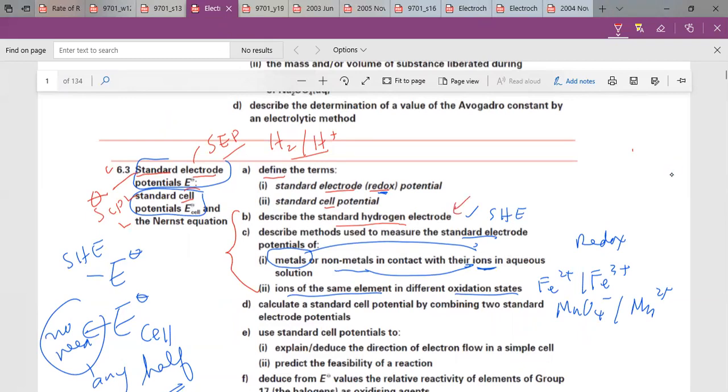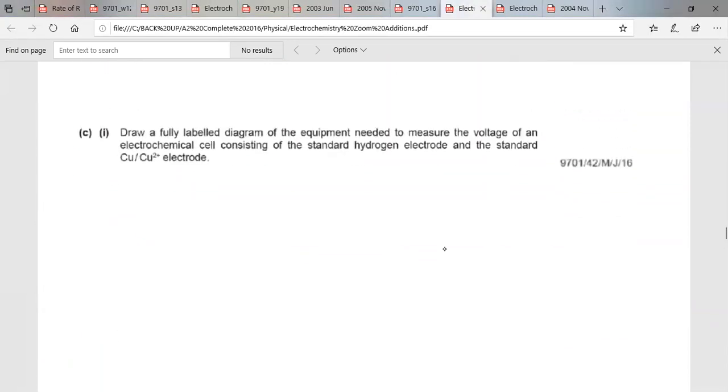Now the next one, of course, is describe the method used to measure the standard electropotential. That means you have to use the hydrogen electrode for all these metals with their ions, like here you've got copper with your copper 2 plus ions, which we did already, isn't it? Now I'm going to show you the question I left out that day. There's a time factor.